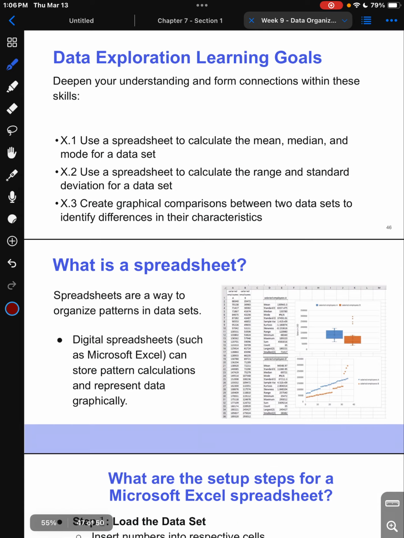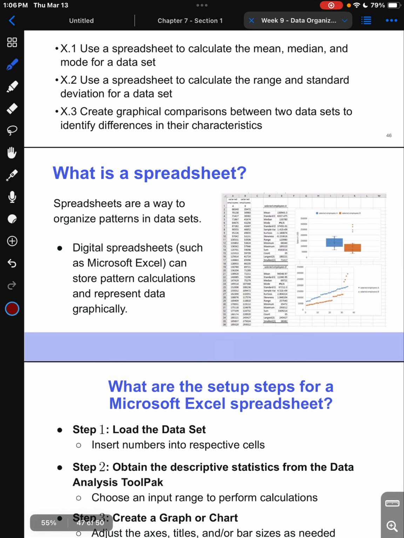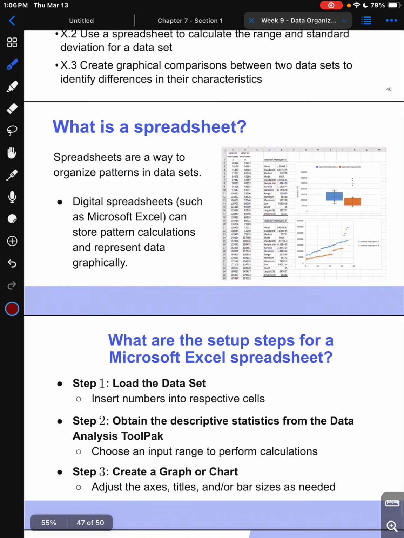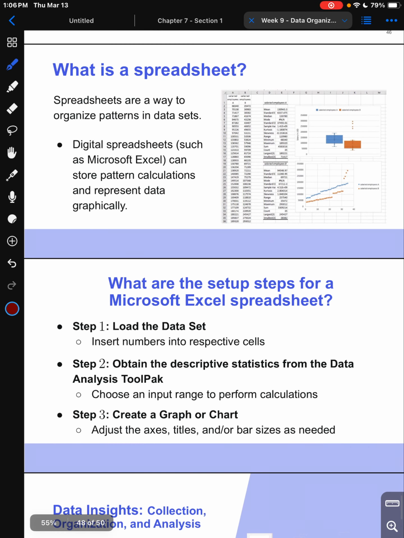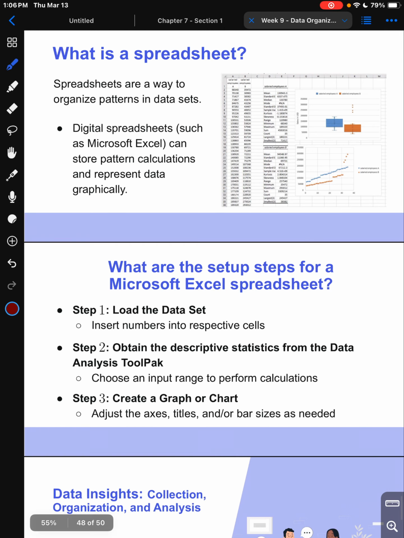Now, one thing you might want to take a look at in this class is working with spreadsheets. Spreadsheets can help you do a lot of this math. So what are the steps for a Microsoft Excel spreadsheet? Load the data set, insert the numbers into cells. You're going to want to look at the data analysis pack, and then you want to create a chart.